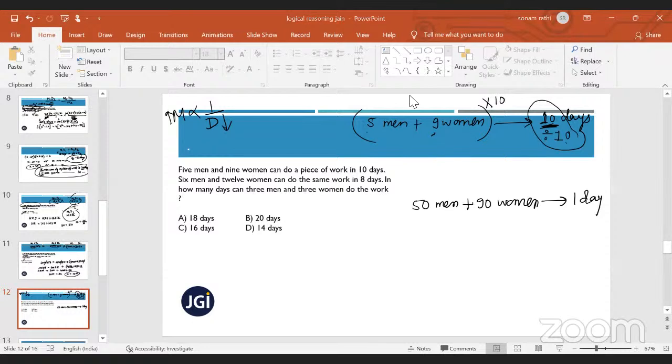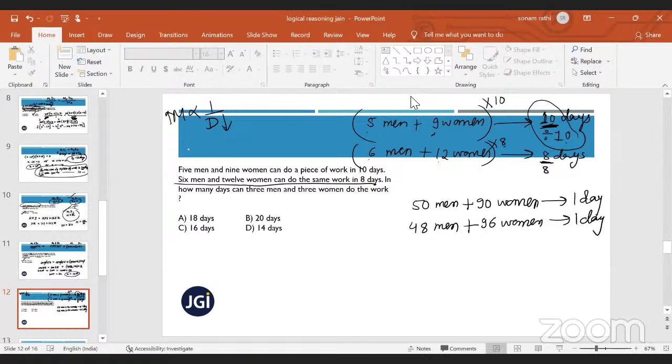Okay. Do the same thing in the second statement. 6 men plus 12 women is given to you in 8 days. Try to make this one. So divide by 8, multiply by 8. So now 6 8s are 48 men plus 12 8s are 96 women is 1 day.